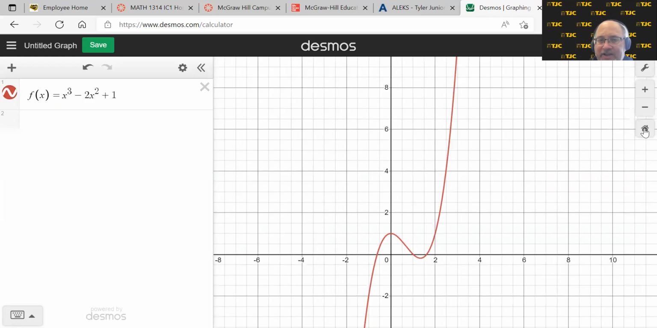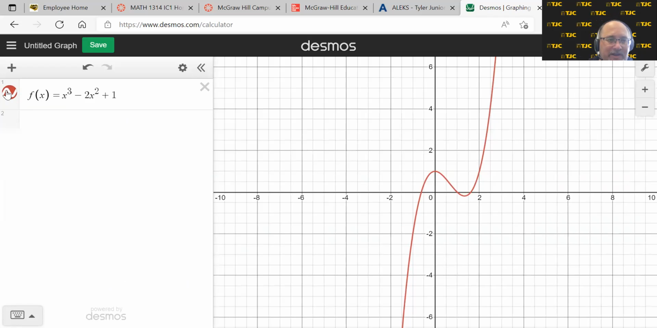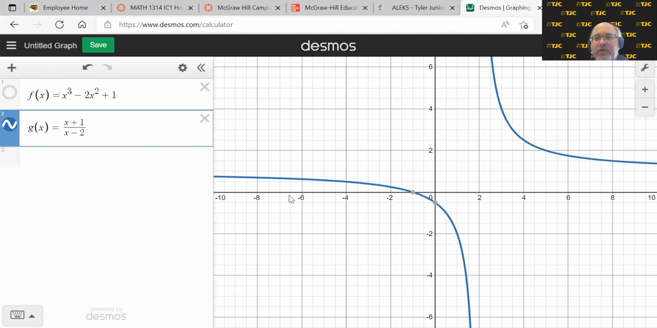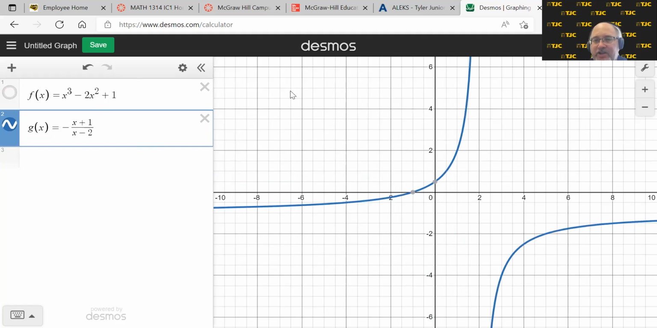Now, by contrast, if I had something like this, g of x equals, we'll set up a fraction. On the top, we'll put x plus 1, and on the bottom, we'll put x minus 2. Notice that this graph is broken. I'm going to throw a negative in front of it just because I want it to look like the graph that I drew a minute ago.